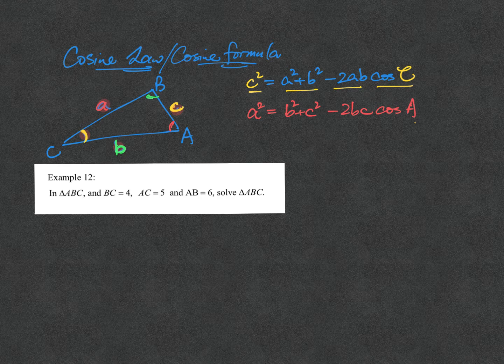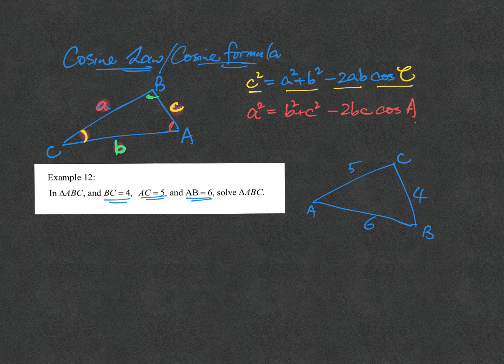Now we take a look at a question in our handout to see how we can apply the cosine formula. Once again, you don't have a picture, so you can draw a figure for yourselves to understand it. The given sides are BC, AC, and AB respectively, so we can draw it very casually. Scale is not very important. AB is 6, AC is 5, and BC is 4.